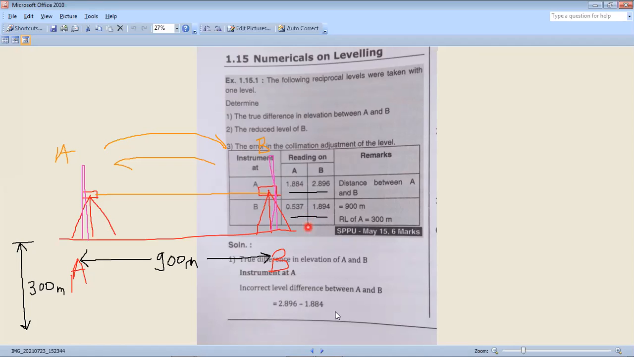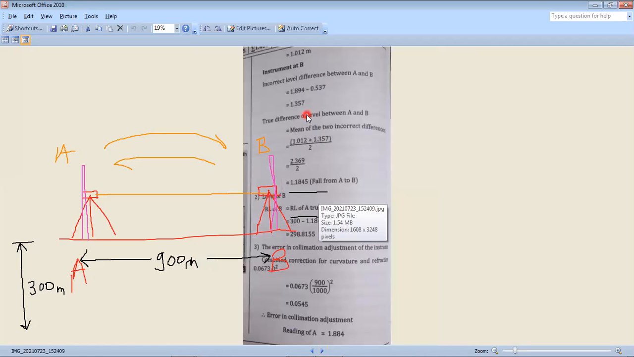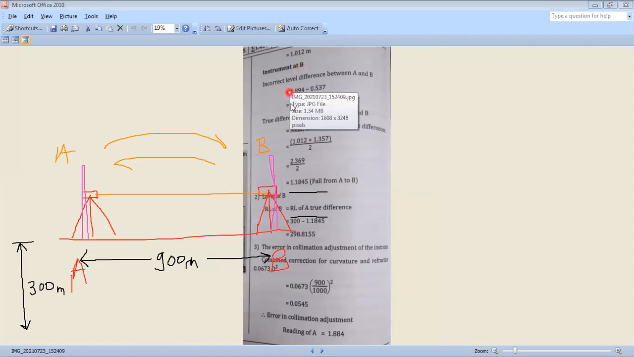Two differences you have taken. The first difference comes out to be 1.012 meter for the first set of readings, and for the second set of readings the difference is 1.357. You can note it down here. Now for these two differences you need to take the average, the mean of these two values. Now how will you take the mean?